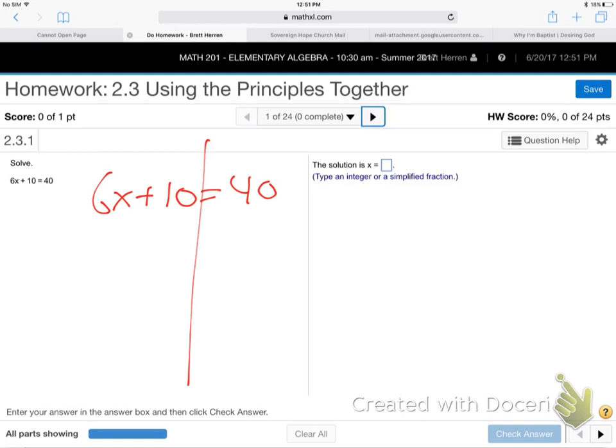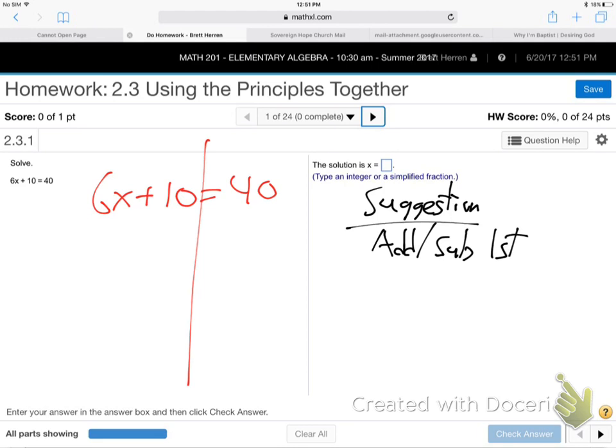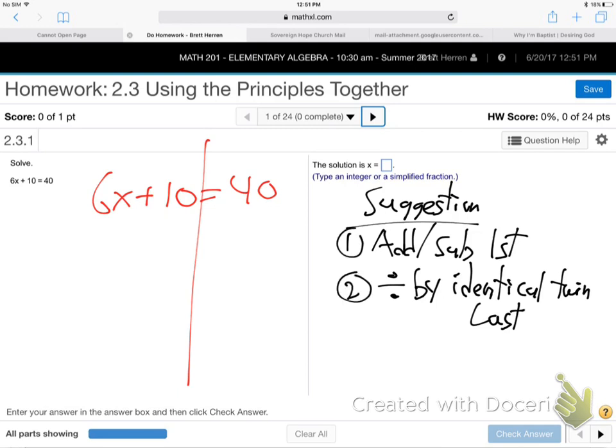Good. Really good question. Yeah, so what I'm going to suggest, this is my suggestion, is you do your adding, subtracting first, and you divide by the identical twin last. Now, go ahead and write that down. So first do your adding, subtracting, second do your dividing. Sounds like I'm breaking the PEMDAS rule there, doesn't it?